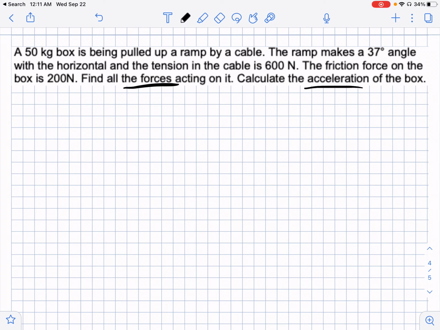So let's start out by making our ramp. And we have a box that's being pulled up, so we have tension here. Fg goes down. Normal force is going to be perpendicular, and then we're also going to have that kinetic friction going this way.